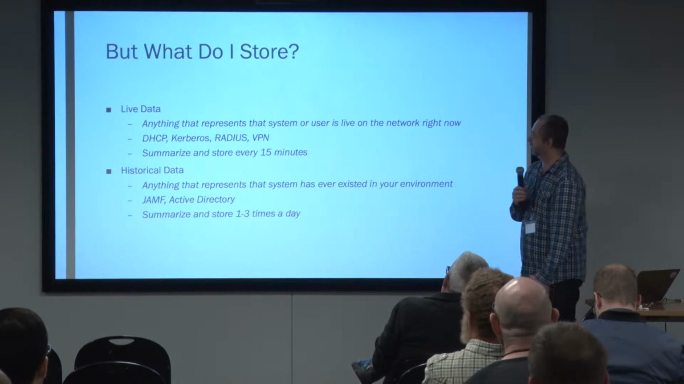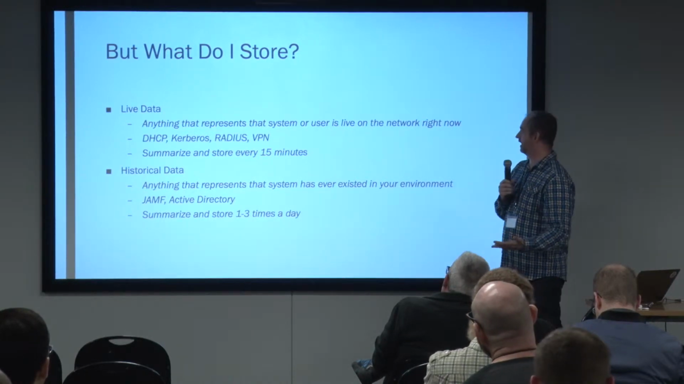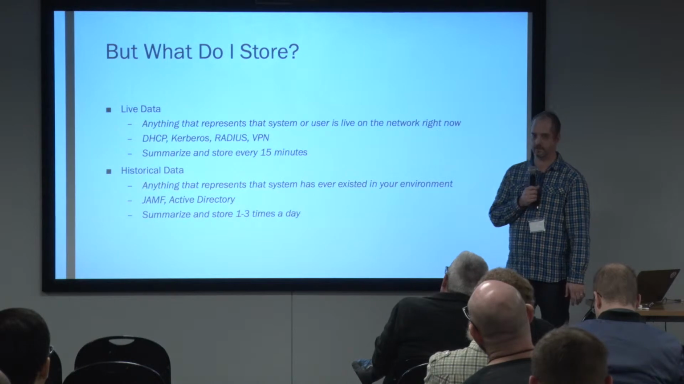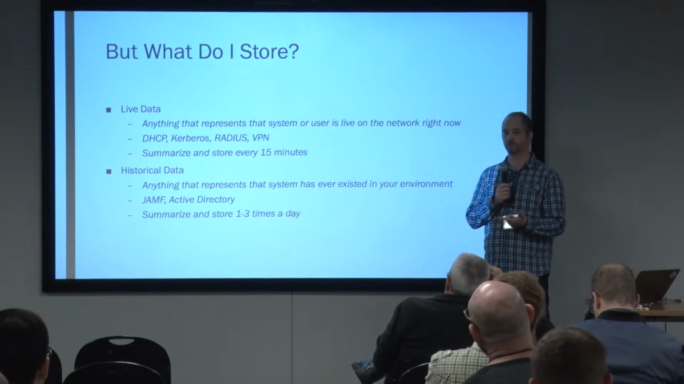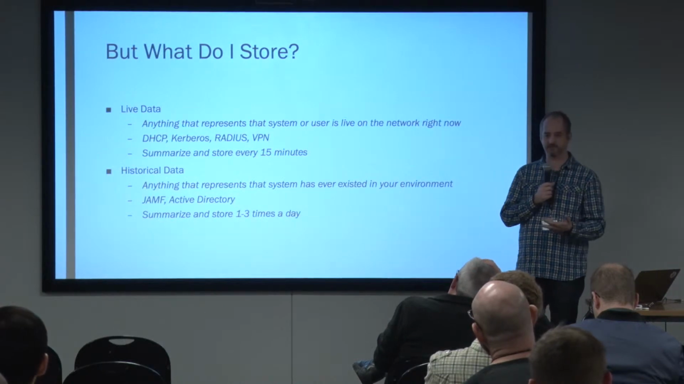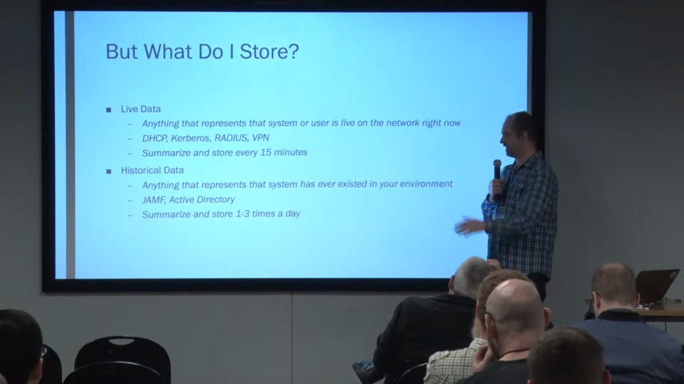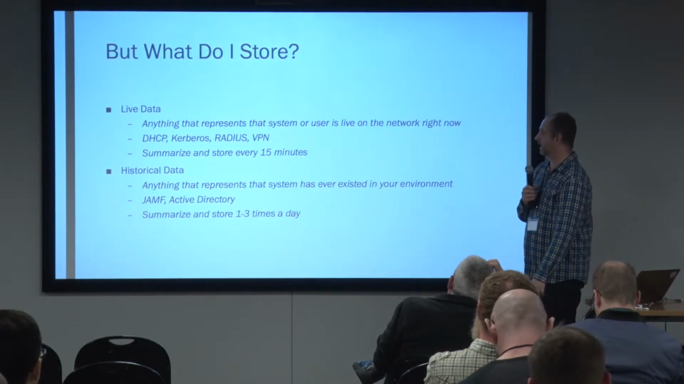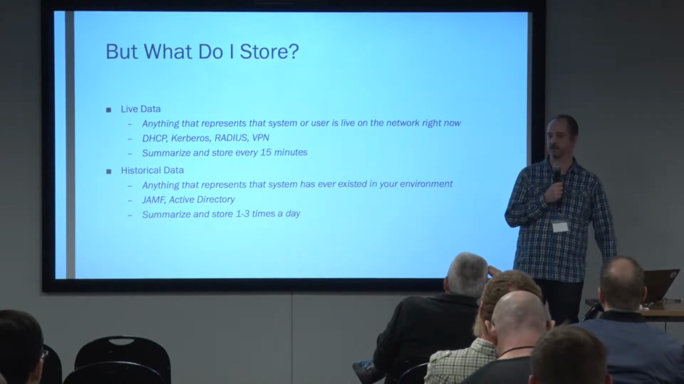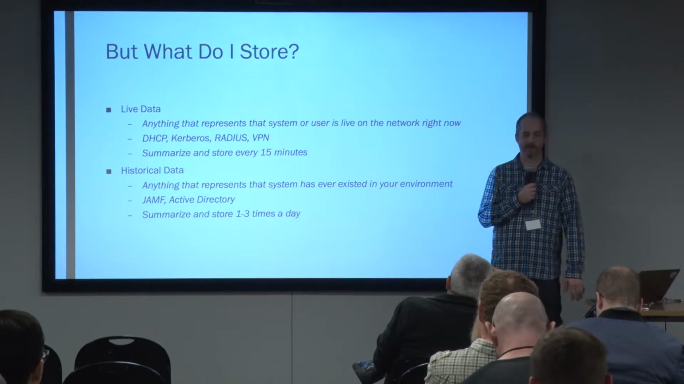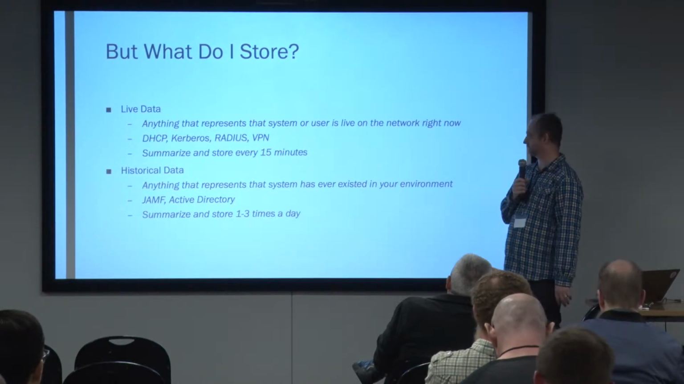But what do I store? Live data. Anything that represents that a system or user is live on your network right now. So that's when they get an IP address, when they authenticate to Radius, when they authenticate to a VPN. That indicates that system is now on your network and doing stuff on your network. Historical data is when you plug it into anything that just says this system's been on your network at any point in time. So that'd be JAMF. That would be Active Directory.